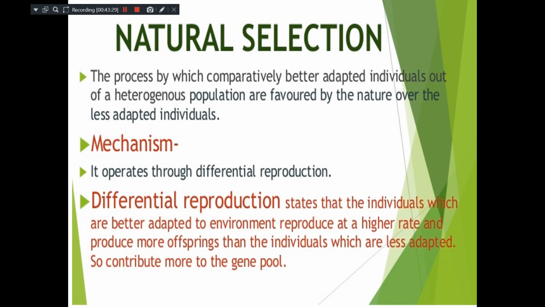So ultimately, natural selection is the process of selecting a better adapted individual in a heterogeneous population over the less privileged or less adapted individuals. This is known as natural selection.